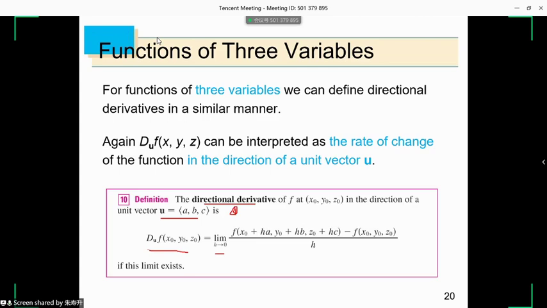It is similar to the two variable case. We just add a variable c, this one. So this is the rate of change in the direction u, and u is a unit vector.